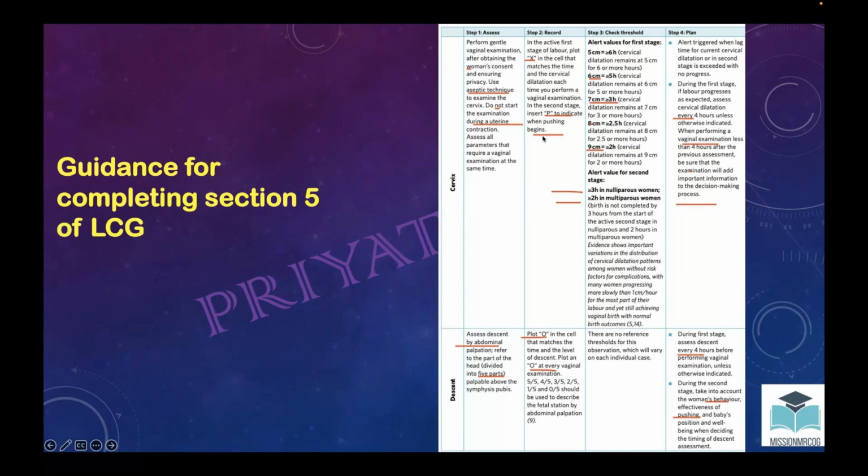Okay, so this is the record. Now check, these are the checking for threshold. These are the alert values for the first stage. These are the alert values for the second stage. So, alert values for the first stage.